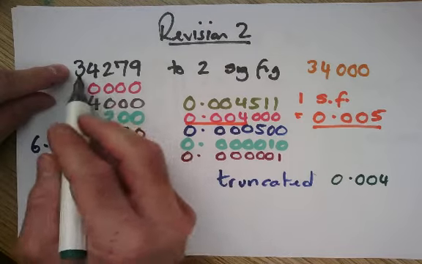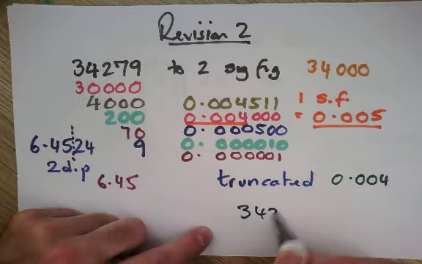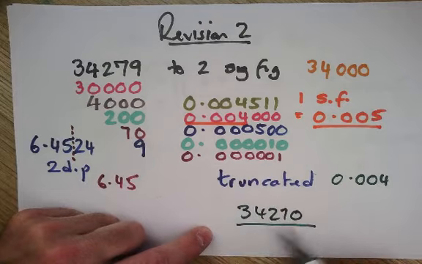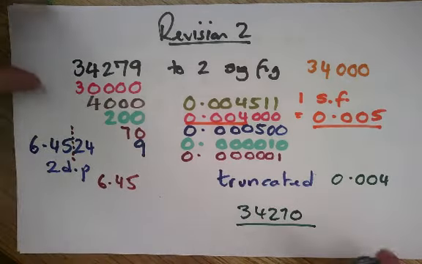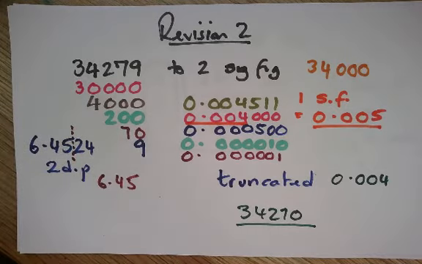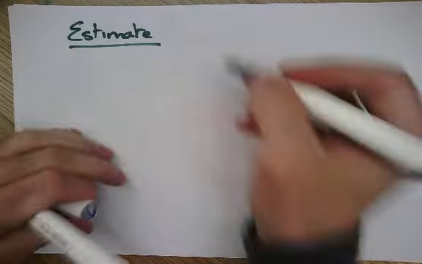If I truncated this to 4 significant figures, it would be 34270. Just chop it off. It's a really weird word. I've never really used it much, and I don't know why you would use it. It doesn't seem very mathematical to me. So now we're going to quickly go to estimate. Estimate is really important to know how to do. A lot of people get it wrong, so listen carefully.